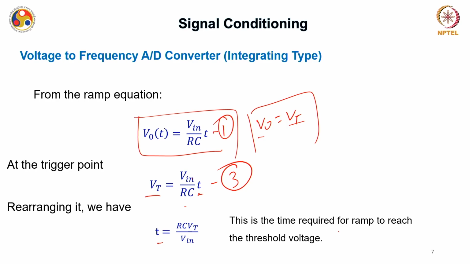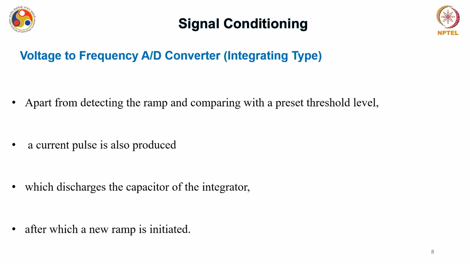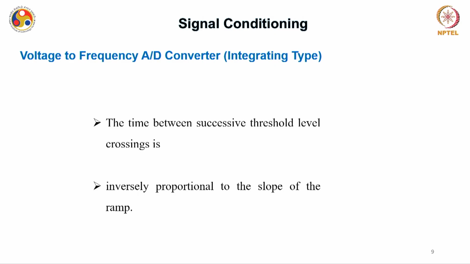This is the time required for the ramp to reach the threshold voltage, and please note that once it reaches it, a trigger pulse is generated. Now, apart from detecting the ramp and comparing it with the preset threshold level Vt, a current pulse is also produced which discharges the capacitor of the integrator, after which a new ramp is initiated. The time between successive threshold level crossings is inversely proportional to the slope of the ramp.